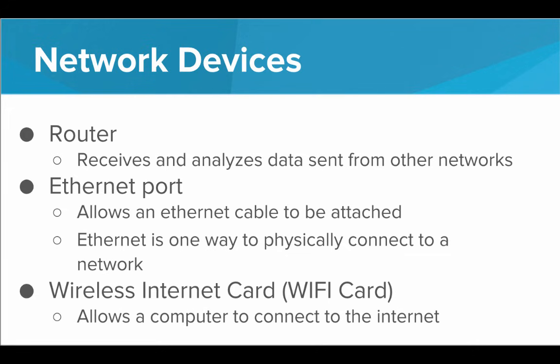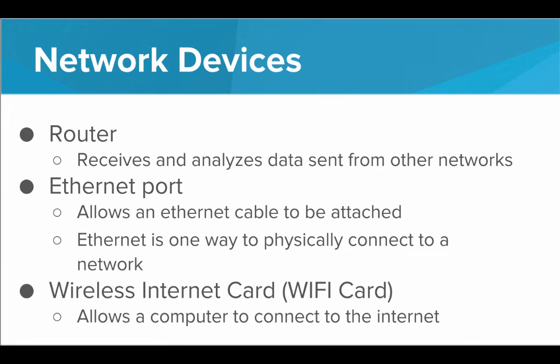But how exactly do we connect to this router? There's a couple ways that we might actually get information from a computer to a router. One is through an Ethernet port. So an Ethernet port allows an Ethernet cable to be attached to your computer. An Ethernet is just one way to physically connect to a router, and it connects through a cable. That is, you're sending information through that cable.